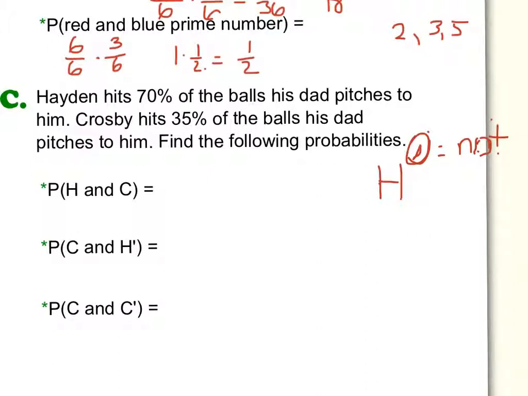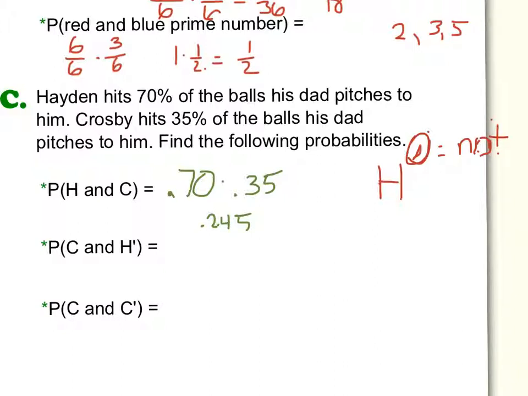So we go through. Hayden hits 70% of the balls. Crosby hits 35% of the balls. We want to find out the probability that Hayden and Crosby will both get a hit. Well, the probability Hayden is 0.70, and Crosby's is 35%, which is 0.35, and then we would multiply those two probabilities together, which is 0.245.